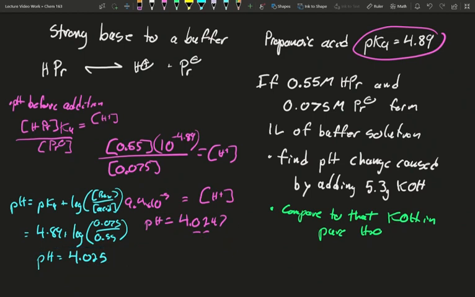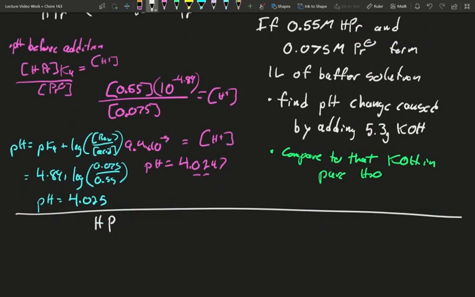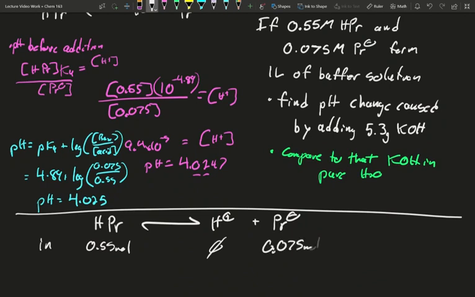Well, we're going to add potassium hydroxide, specifically 5.3 grams of it. We know the original amounts of our starting materials. I've got a molarity and I've got a volume, so I can find the moles for them. For the propanoic acid, breaking into H+ and propanoate, initially we'll have 0.55 mole. We'll assume no reaction occurs yet, so no H+ yet, and 0.075 mole of my weak conjugate base.